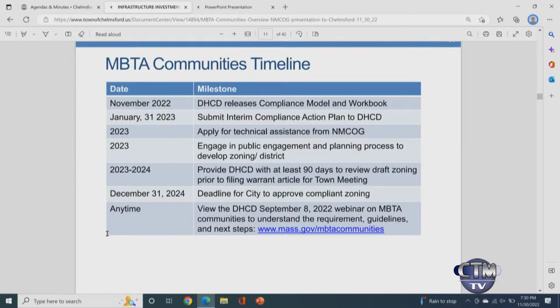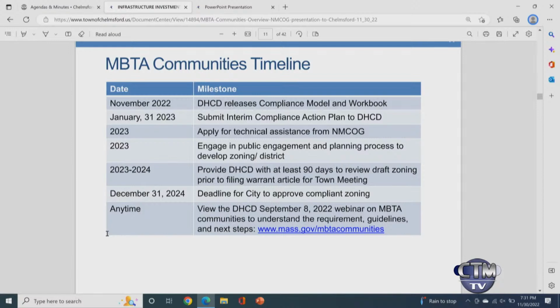Over the course of this time period, you will likely need some assistance either from NMCOG or another entity in order to move forward, to have some public engagement, including a planning process to develop the zoning in the district. And you also need enough time to build in to allow DHCD, the Department of Housing and Community Development at the state level, to review any draft for compliance before it heads to a town meeting. And you might get a run at a couple of town meetings before you're satisfied. That might be the case as well.